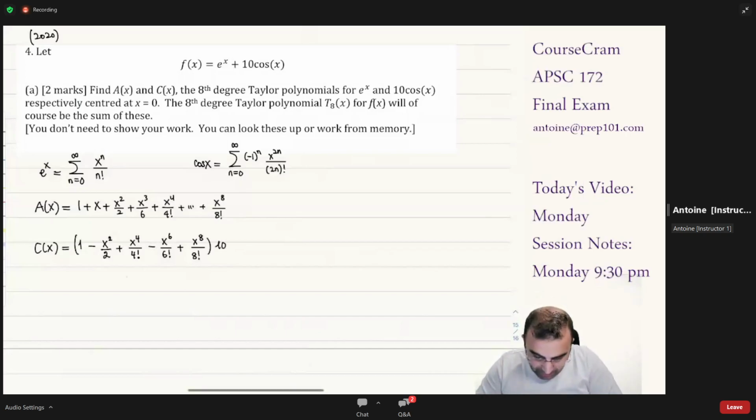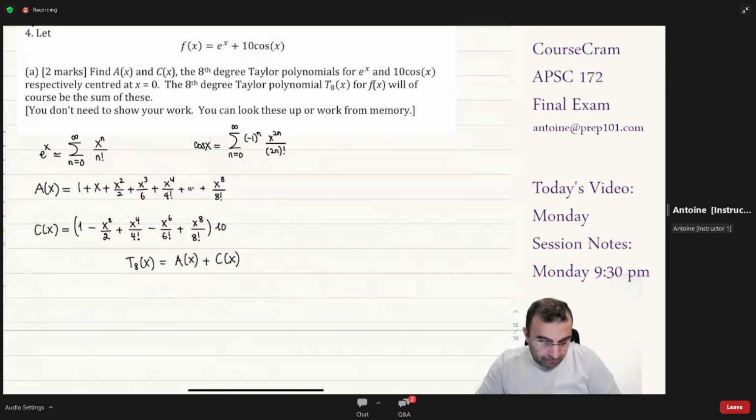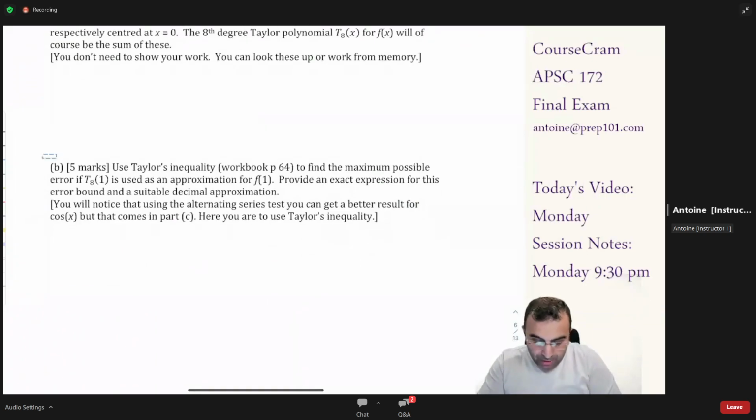So T8, the Taylor polynomial of degree 8 of f of x, that's the Taylor polynomial of e to the x plus the Taylor polynomial of 10 cos x. So that wasn't anything particularly difficult or special.